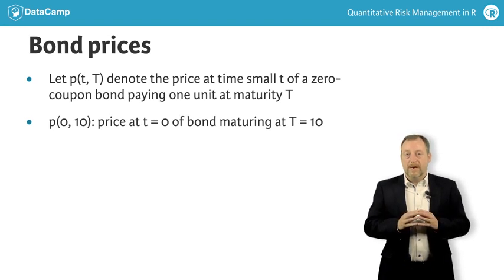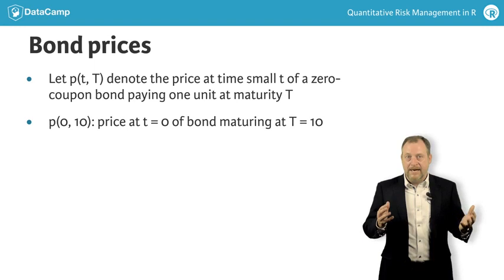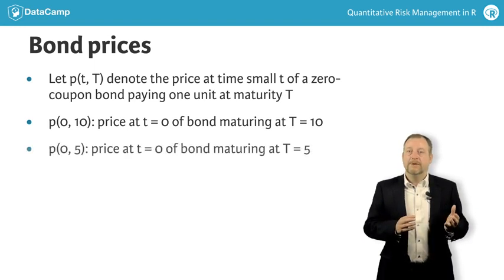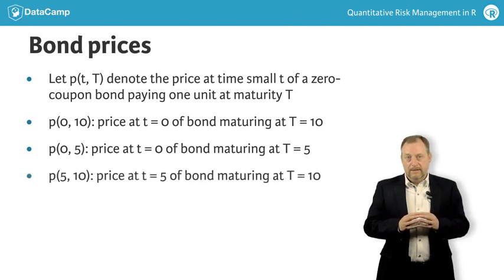P(0,10) is the price at time 0 of a bond maturing in 10 years, or a 10-year bond. P(0,5) is the price at time 0 of a 5-year bond. P(5,10) is the price of a 10-year bond after 5 years.